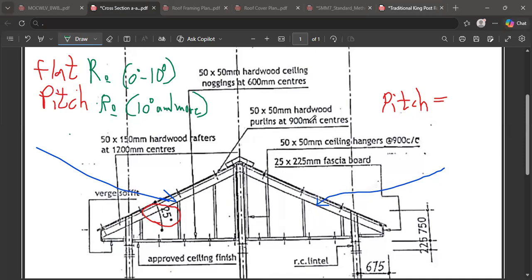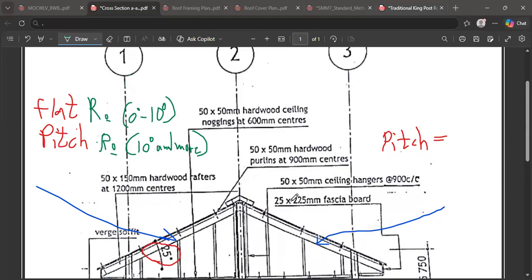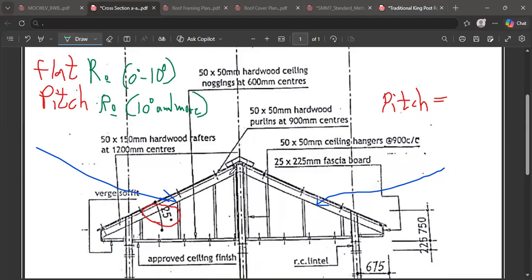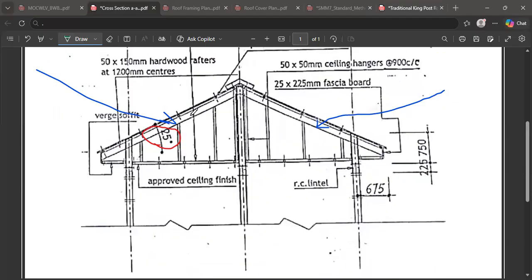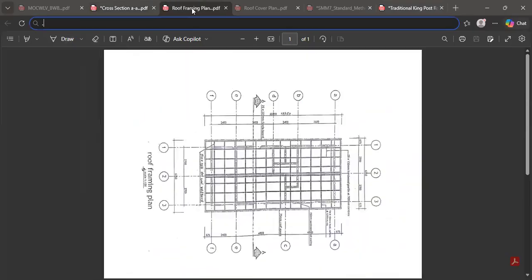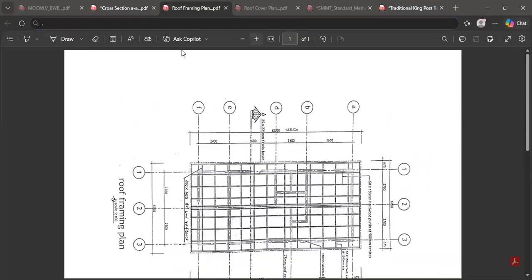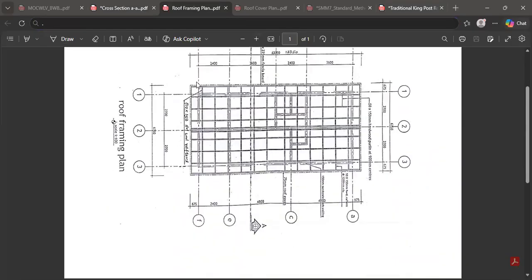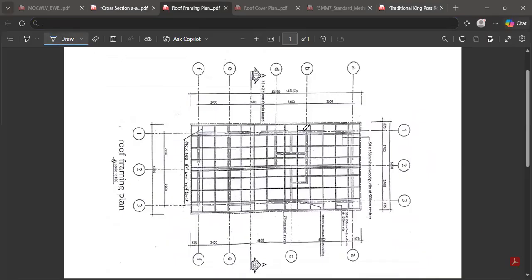So what other member can you see that you saw in other drawings initially? All right, let's quickly flip back to the other drawing and let me show you something. This is the roof framing plan. We'll come back to it later, but you can quickly have a look at it. This is the roof framing plan, the direction of the woods and the placement of the woods and all that.